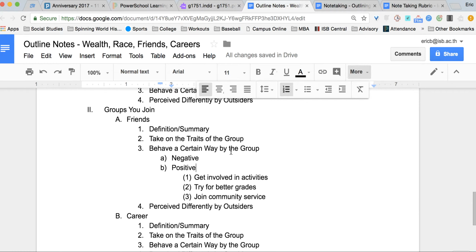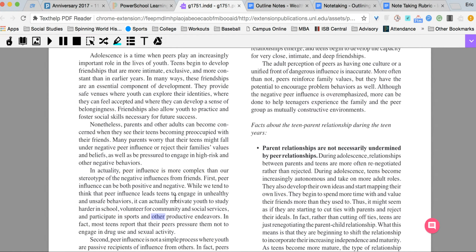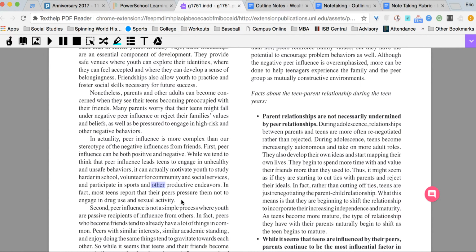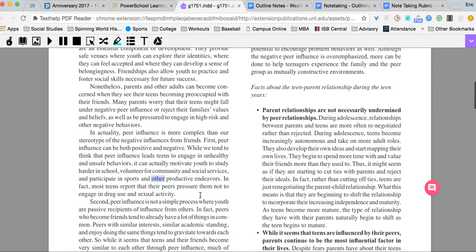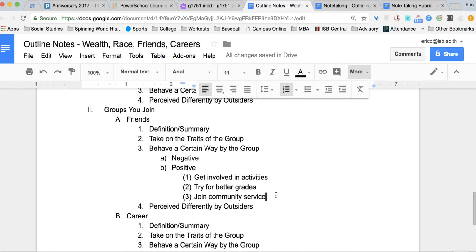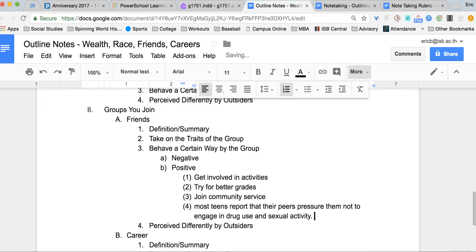Okay, so here's an opinion. This is good. In fact, most teens report that peers pressure them not to engage in. Okay, so this is a report. So this is actually a good opinion. So I'm going to put this in here, and I'm going to mark it as another positive.